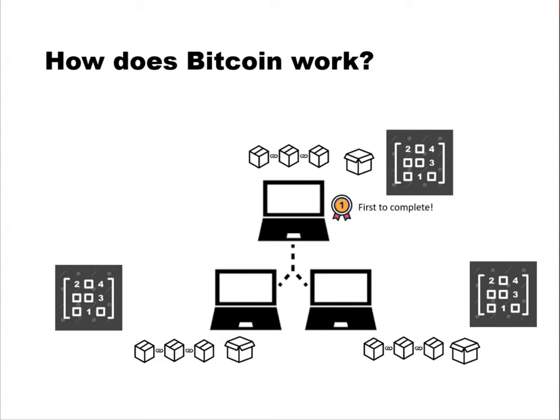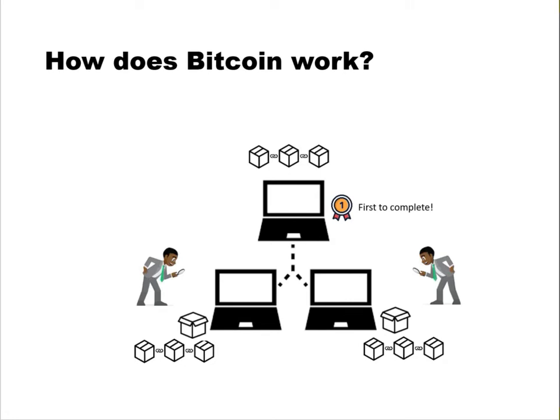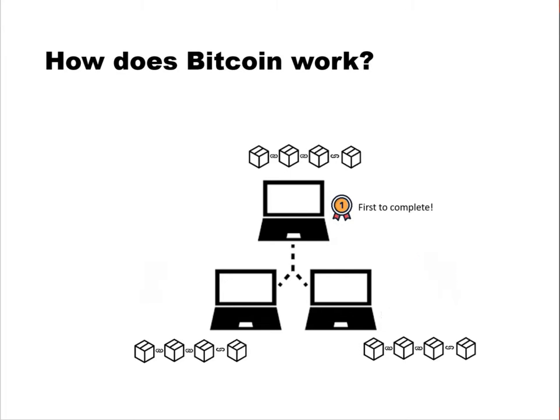Let's say this miner is the first to figure out the puzzle. Then he will share the block he created with other miners in the network for verification. Other miners will check if the transactions in this block make sense, for example, if a Bitcoin sender has sufficient Bitcoin for the transaction. Once the block is verified by more than half of the miners, a consensus is reached and all the miners will add this block to their copy of blockchain. At this point, the transactions recorded in this block are confirmed.